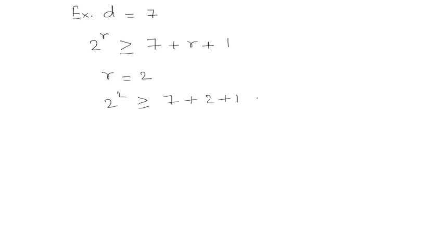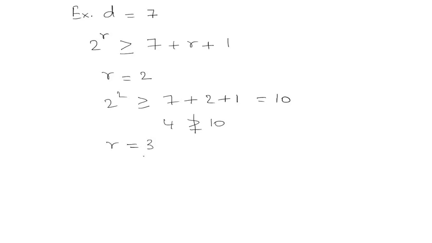Example, if D is equal to 7. So this is the relation: 2 raised to R should be greater than or equal to 7 plus R plus 1. If you take R equal to 2, this equation will not be satisfied because 2 squared, which is 4, is not greater than or equal to 7 plus 2 plus 1, which is equal to 10. So we can't take R equal to 2.